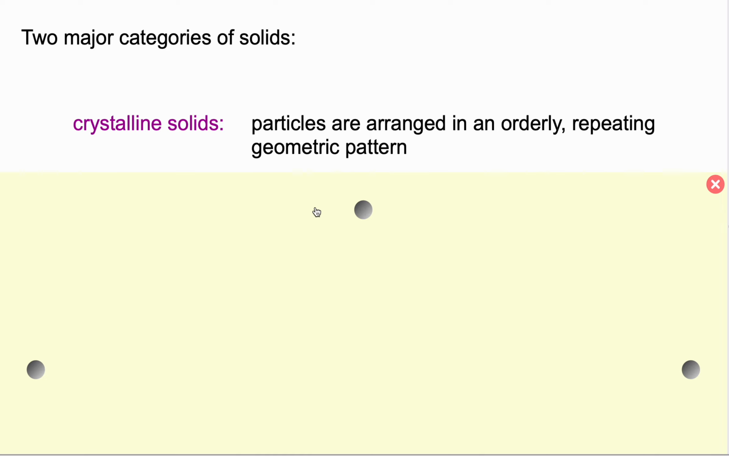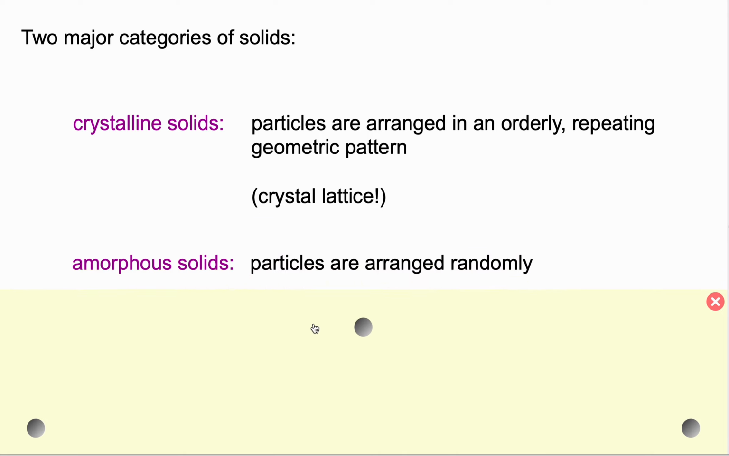Does anybody remember the term we used back in Chapter 6 when we studied ionic bonding to talk about how the ions in an ionic solid are arranged? Yes, you got it. It's called a crystal lattice. So in a crystalline solid, there is a specific type of crystal lattice. The other major category are called amorphous solids. Amorphous means that they have no particular shape, and that's because the particles are arranged randomly.